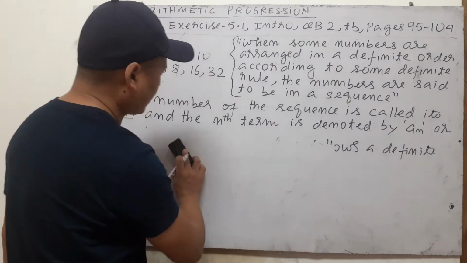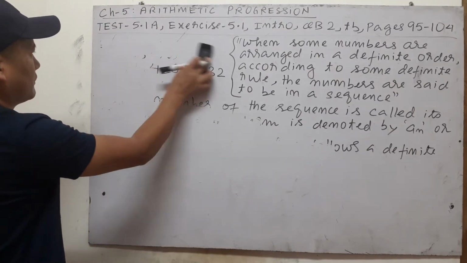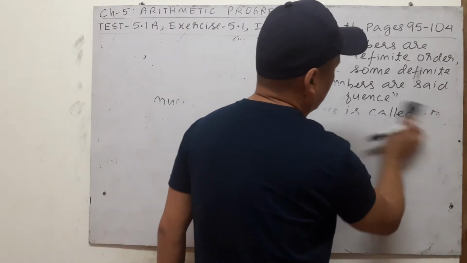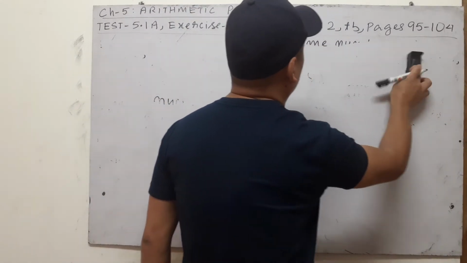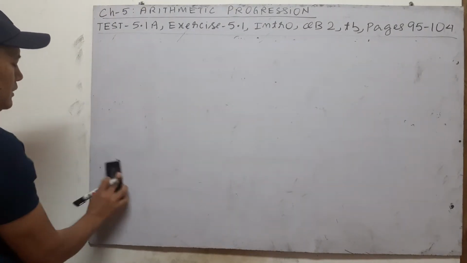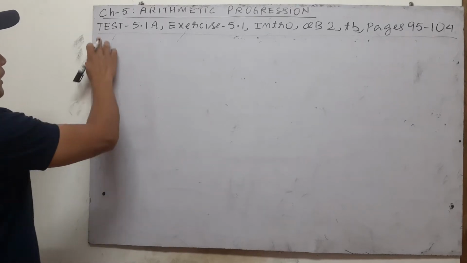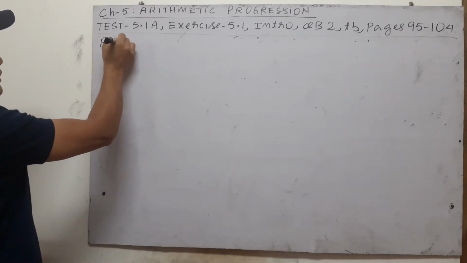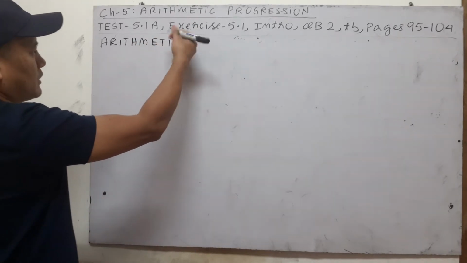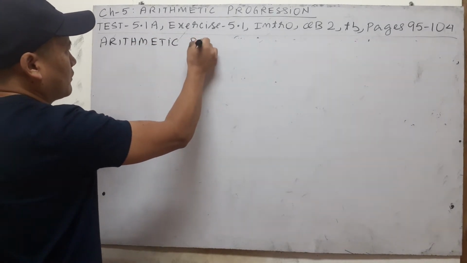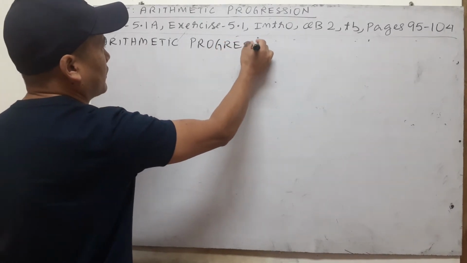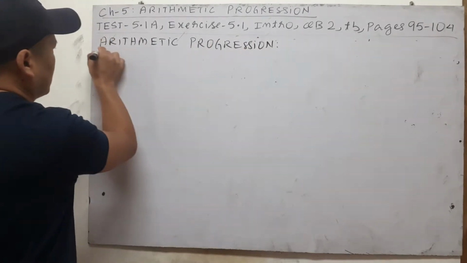So after this, write the heading Arithmetic Progression. Okay, Arithmetic Progression. So this is the most important concept that we'll have to get thoroughly, arithmetic progression, because this chapter deals with this one. So we have learned what is a progression.